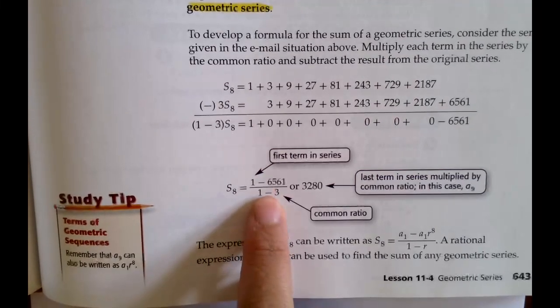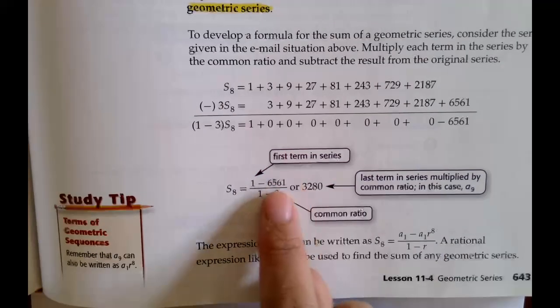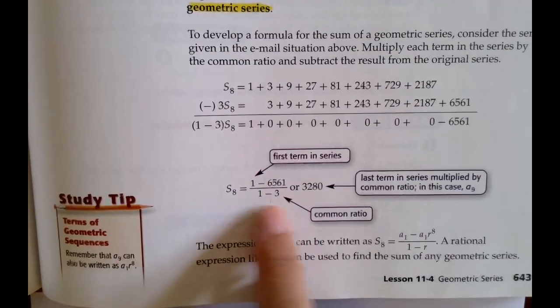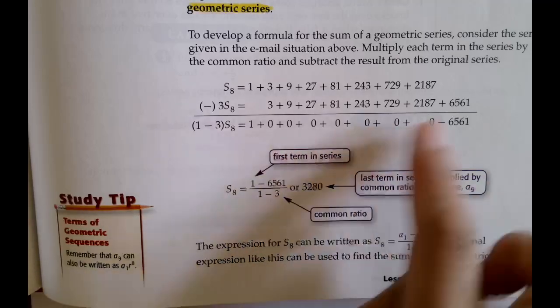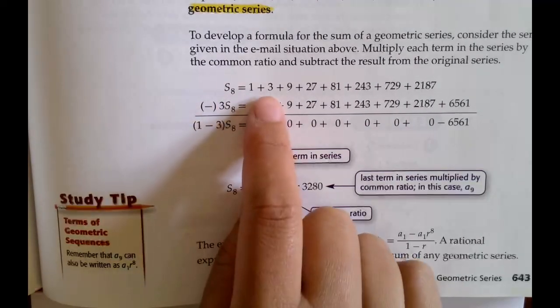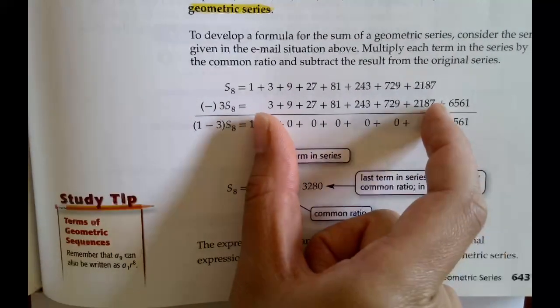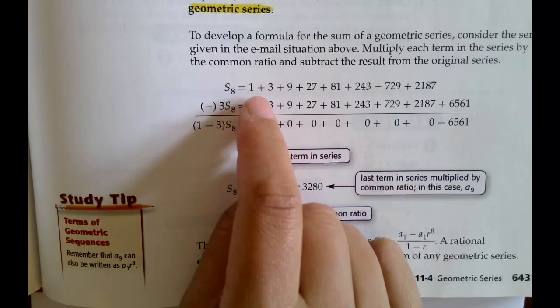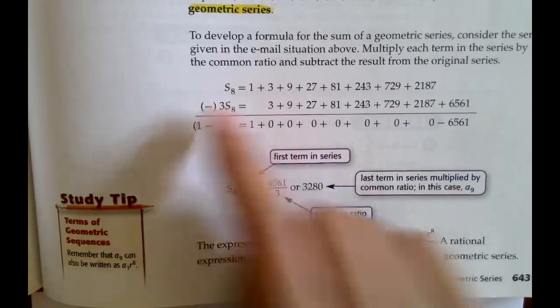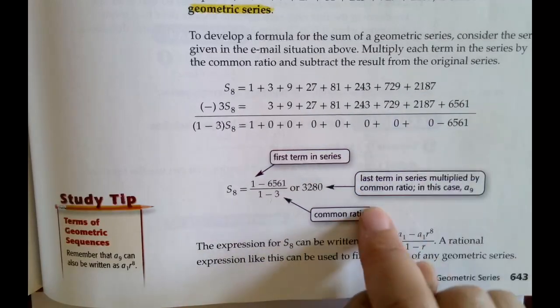The sum is 1 minus the first term in the series minus that last term multiplied by the common ratio, divided by 1 minus that common ratio. So this is how it's formulated. It multiplied by 3 because that was the common ratio, and then it moves each term over 1. So that way when you subtract, you're only left with the first term and the negation of the last term times the common ratio. So that's how we get the formula.